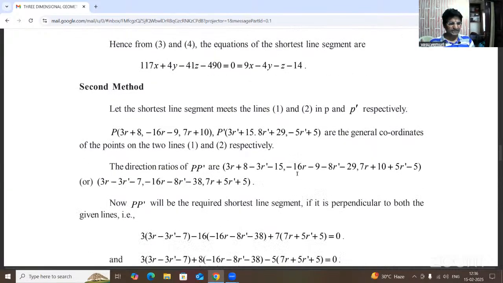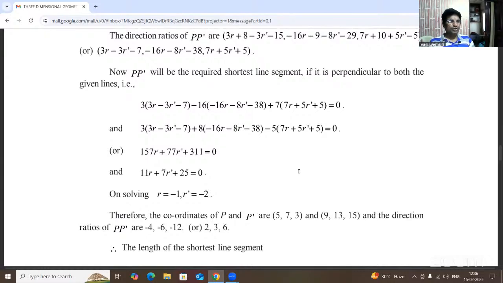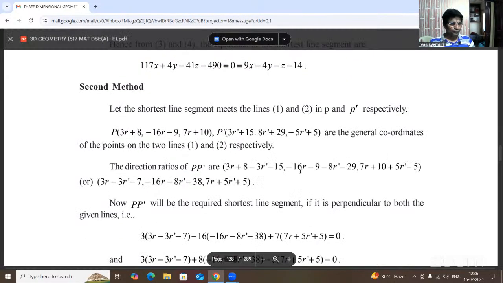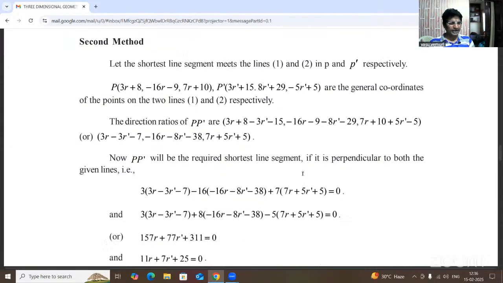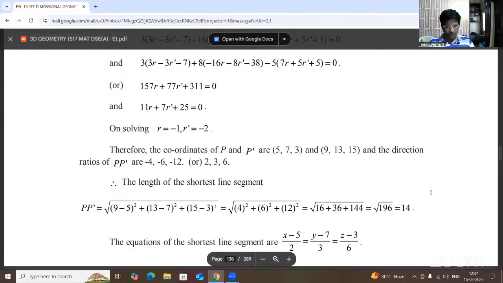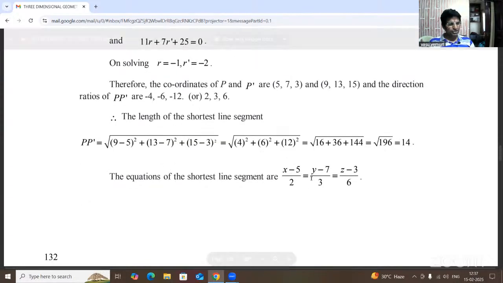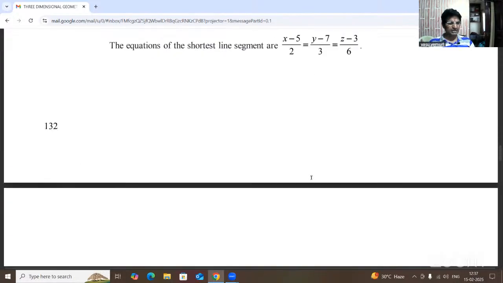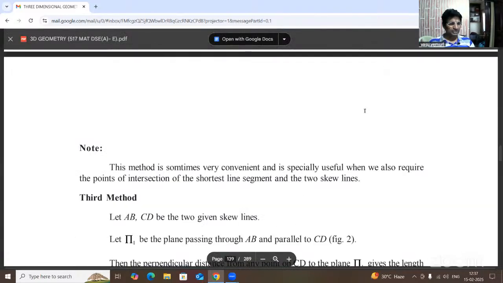This is the second method. Just observe that according to the symmetrical method, we find the points P and Q, and according to those points we get the R and R dash values. Those values are substituted. There are two points given, so the length of the shortest line segment PP dash is the square root of (x2 minus x1) whole square and so on, and that value is also 14. There is no problem. This is the second method. The equations of the shortest line segment we already know from the above part.